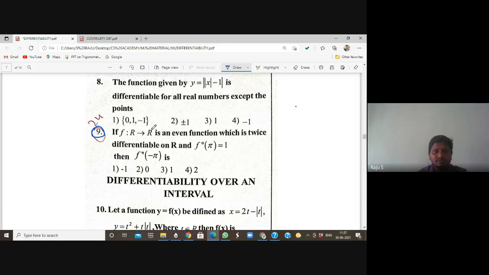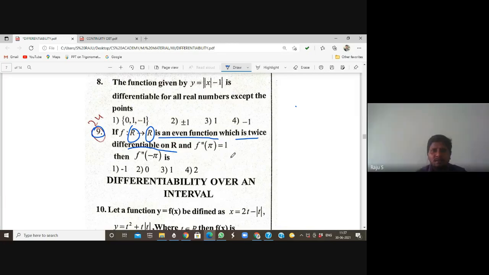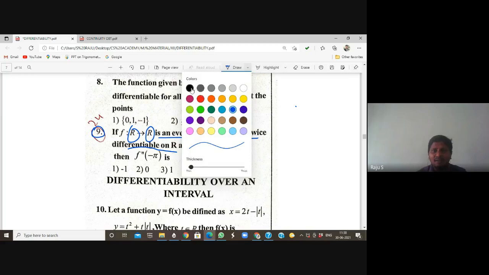All right, next, ninth question. Question number 9. The domain input is a real number, the output is a real number, and f is an even function which is twice differentiable on R. Then what is f double dash of pi? Yes, minus 1. So what is the function here? Even.